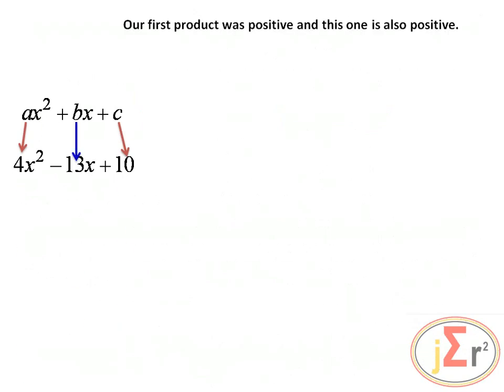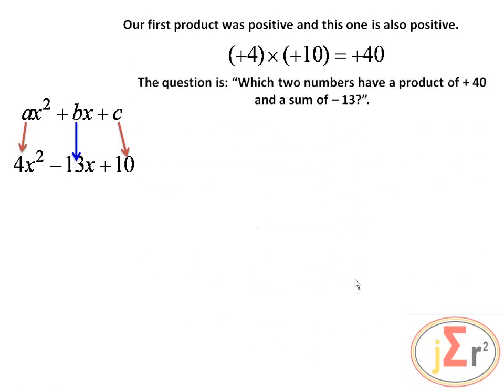Our first product was positive, and this one is also positive. So we have another positive product right there. What do we know about a positive product? Well, we can mention it as we go along, or we can just mention it here. As long as the product is positive, the two numbers have the same sign. The question is, which two numbers have a product of positive 40 and a sum of negative 13?